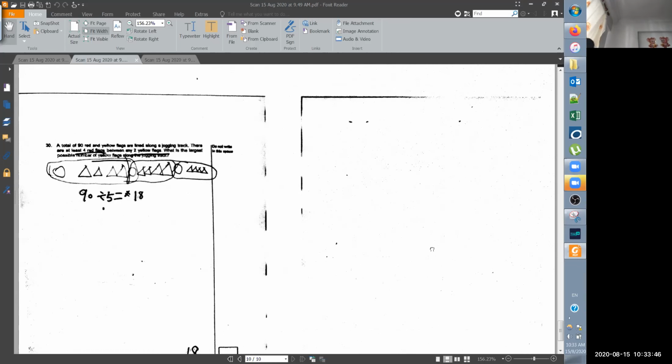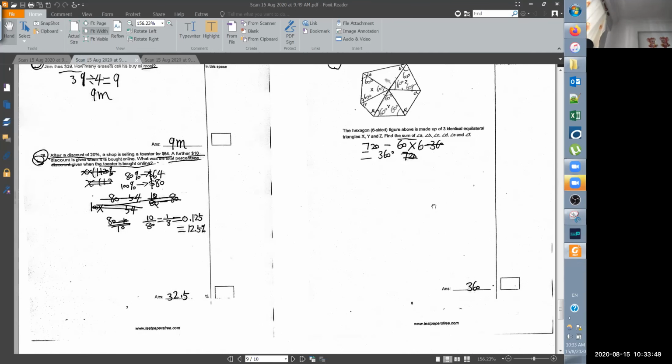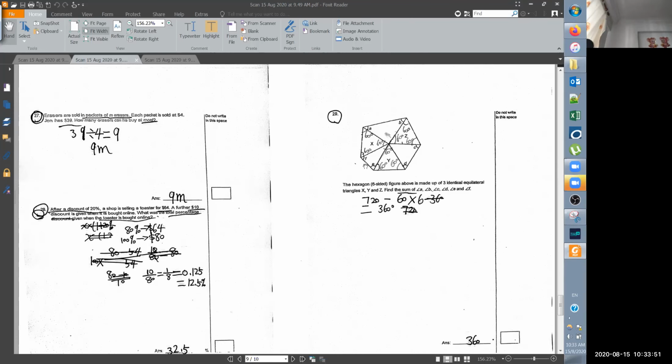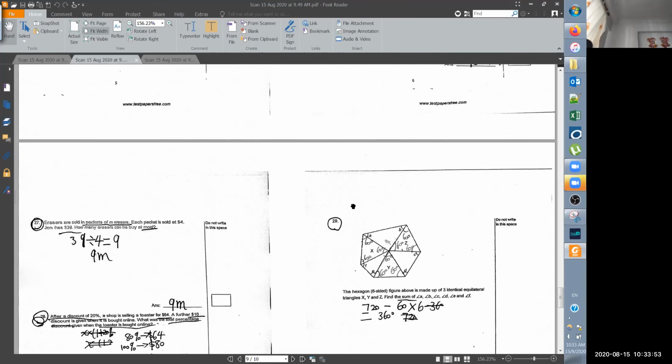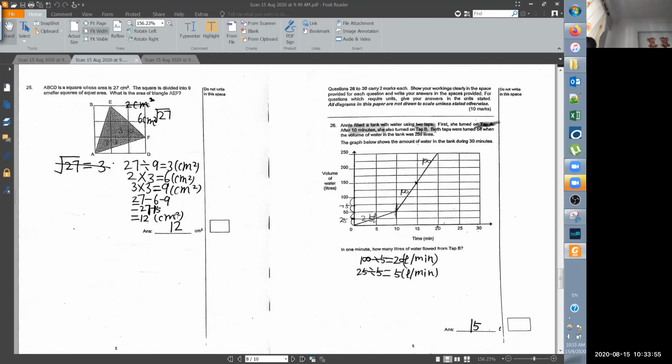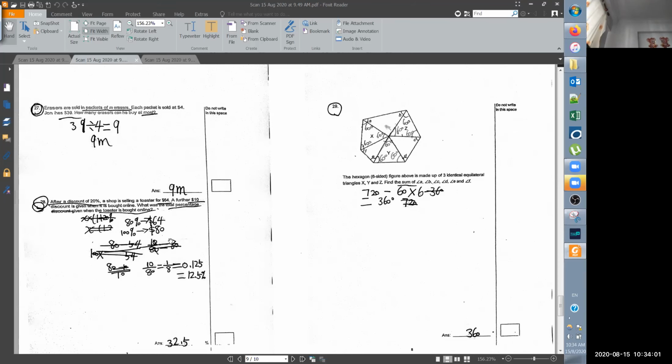So, we have finished paper 1. A few things you need to note. You need to write down the statements, otherwise nobody knows what you are doing. Secondly, the formula of final minus initial divided by initial times 100%. This is the formula you are supposed to use.